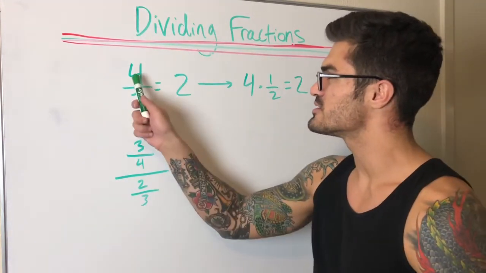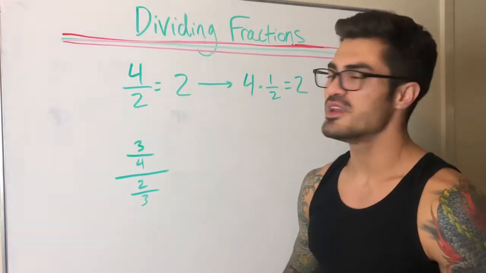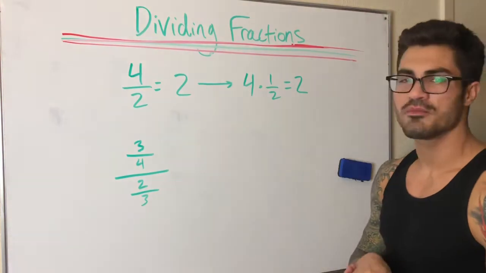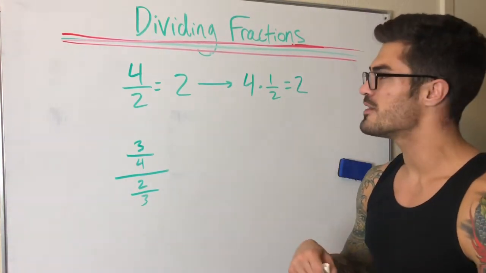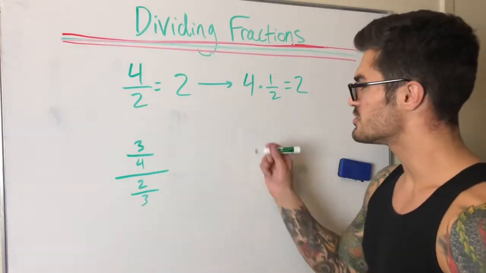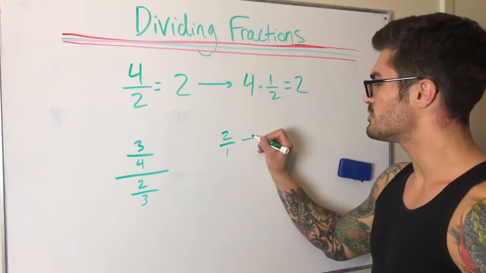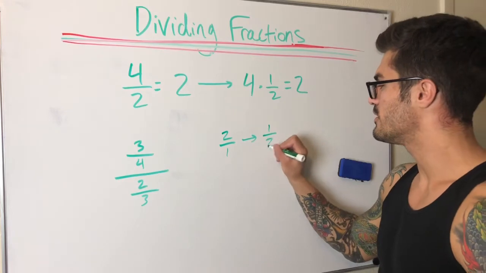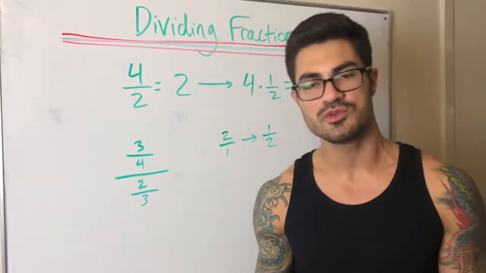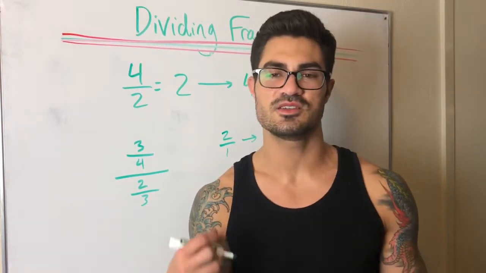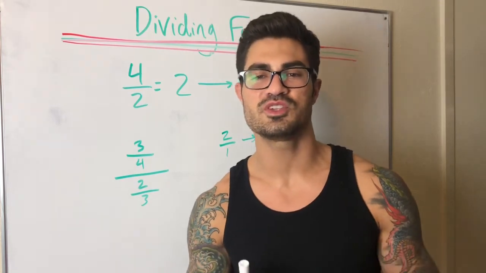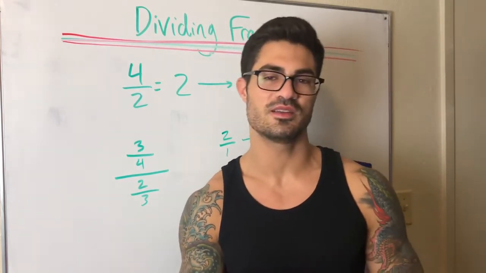So let's think about this. Dividing by something is the same as multiplying by its reciprocal, right? So dividing by 2, because 2 is just 2 over 1, is the same as multiplying by its reciprocal 1/2. And that's exactly what you use when you divide fractions, is you multiply by the reciprocal of the denominator. And that's exactly how it works.